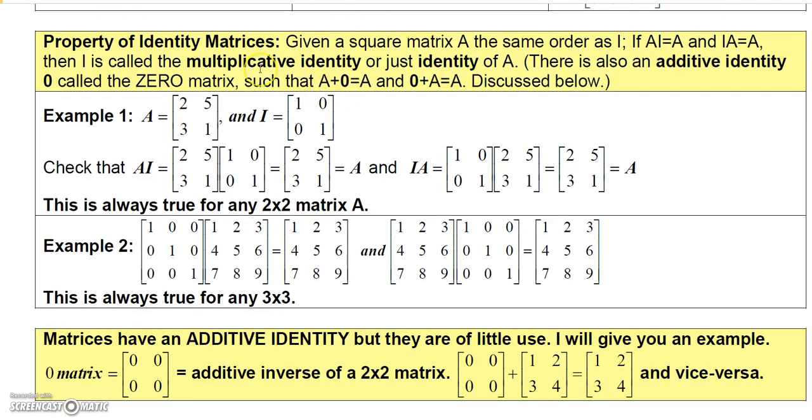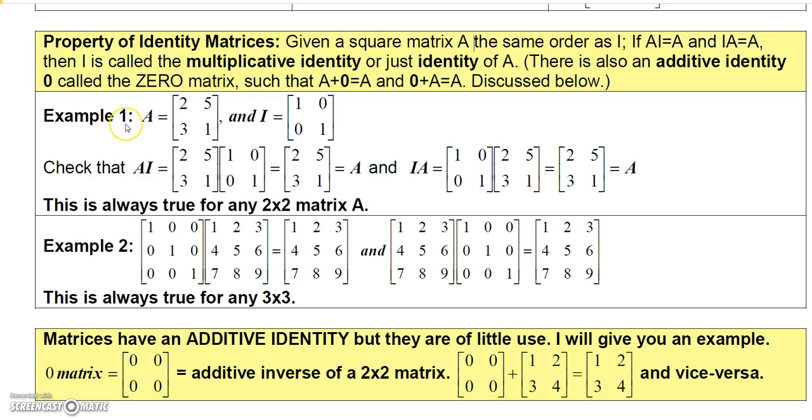Okay, now the property for identity matrices is simply that if you take a matrix, say a matrix A, and you multiply it by an identity matrix called I, then A times I always equals A, and I times A would equal A. And we call this matrix I the multiplicative identity, or just the identity of A. Now there's also an additive identity, which is just the 0 matrix, but I won't spend much time talking about that.